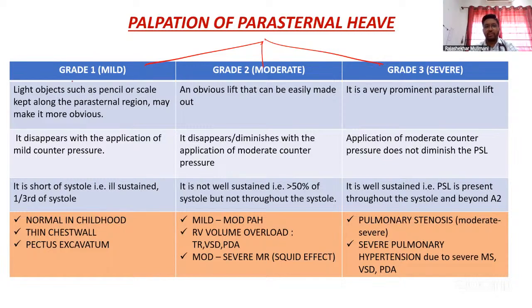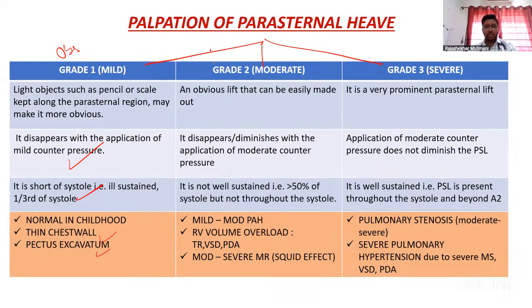What is grade 1? Grade 1 is where the lift is very obscure, and keeping light objects like a pencil or a pen or a scale along the left parasternal border makes it very obvious. Otherwise, it is very obscure and it disappears with the application of pressure, and it is not sustained. It can be seen in normal people, in thin chest wall, and pectus excavatum patients.